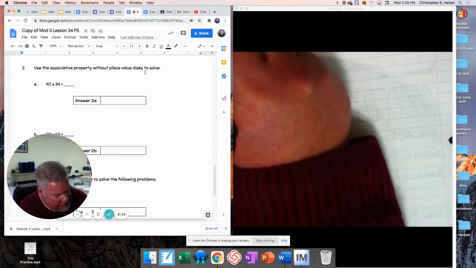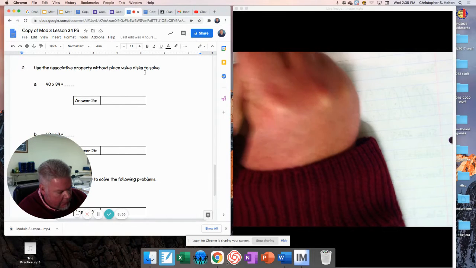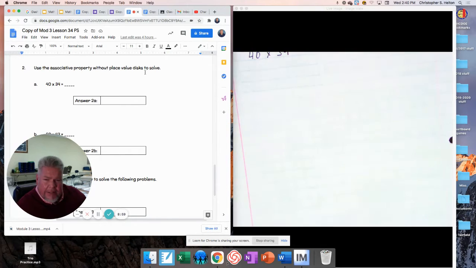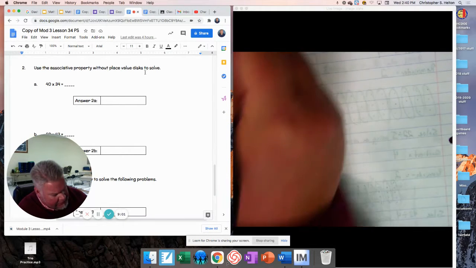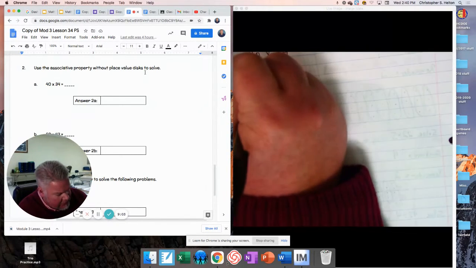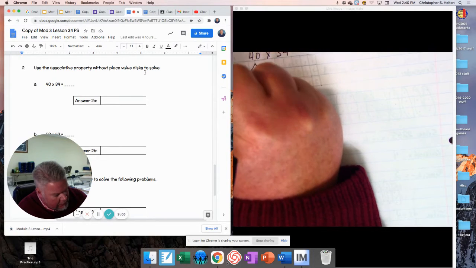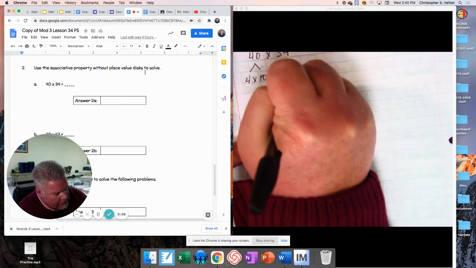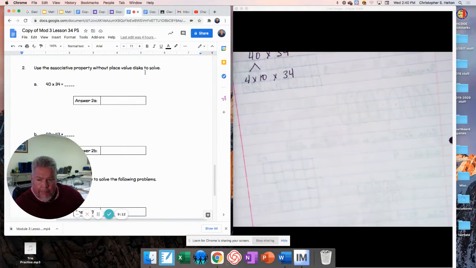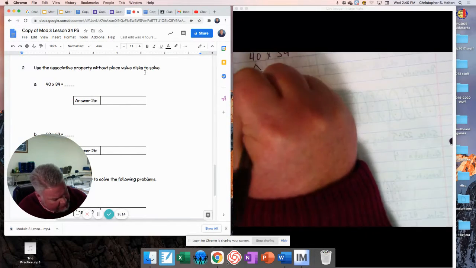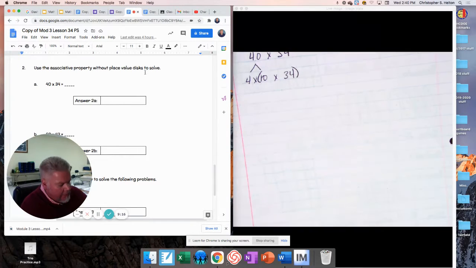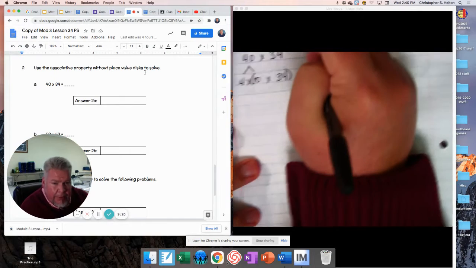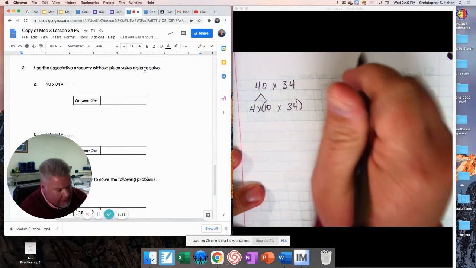40 times 34. Okay, so we're going to do the same thing. We're going to use the associative property. Let's break down this 40 into 4 times 10 times 34. All right, now if we use the associative property, let's group that 10 times 34. Okay, if we're not going to do the place value charts, then we're just kind of multiplying, aren't we? Sorry, I didn't have that where you can see it really well.